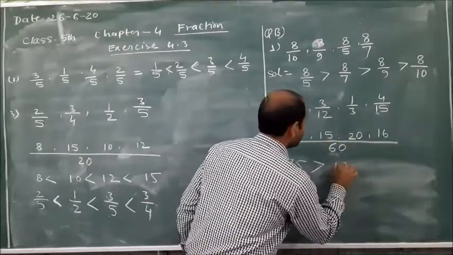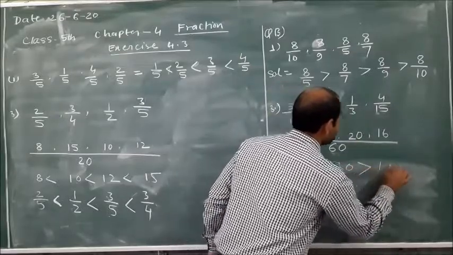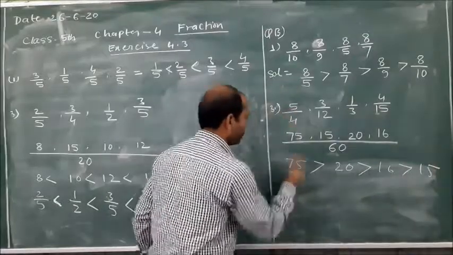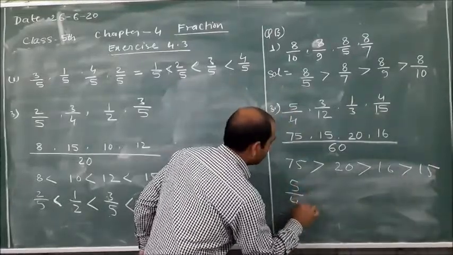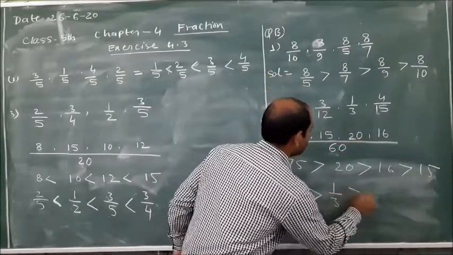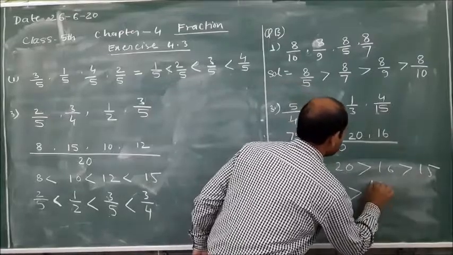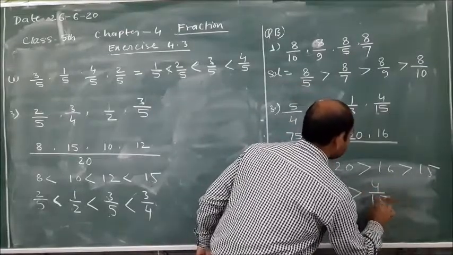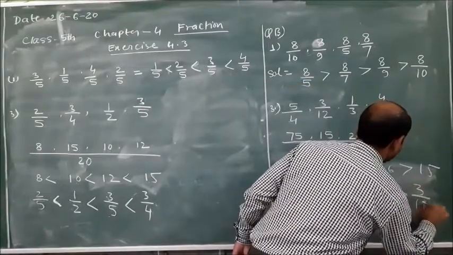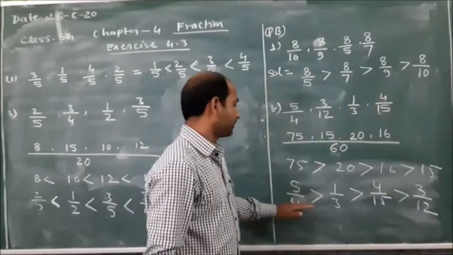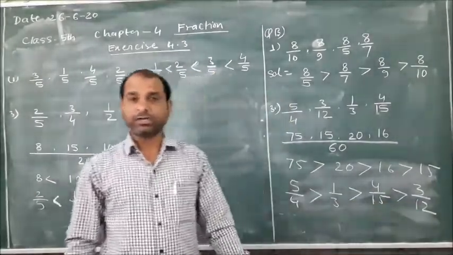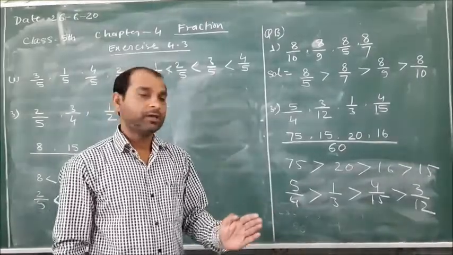After 75, 20. After 20, 16. After 16, 15. And 75 comes from 5 upon 4, 20 comes from 1 upon 3, and 16 comes from 4 upon 5, and 15 comes from 3 upon 12. These fractions we write here in the descending order. Now question number A and B is completed.